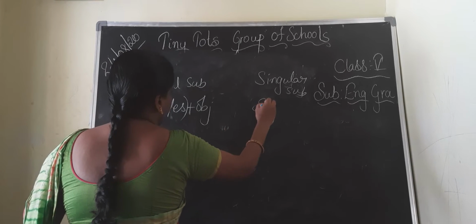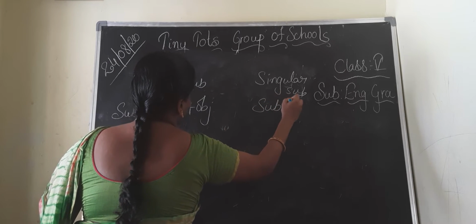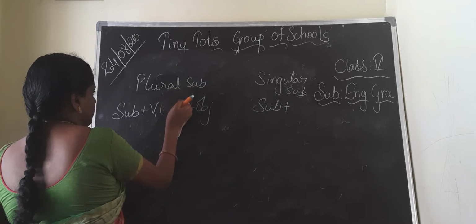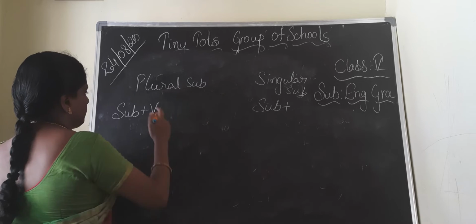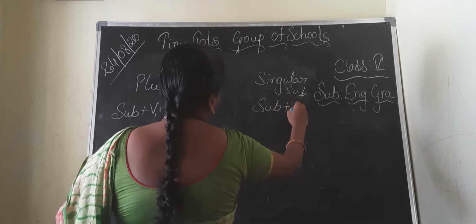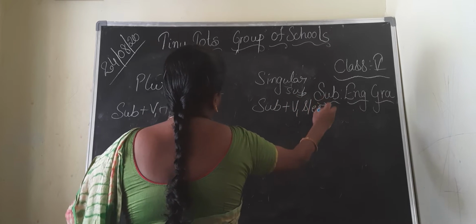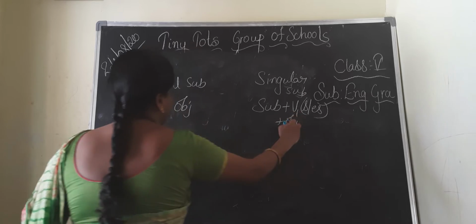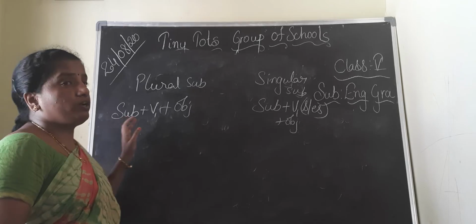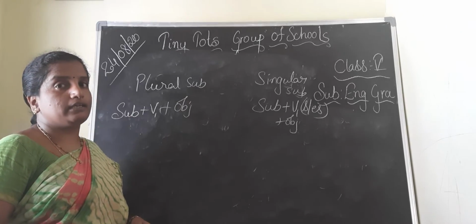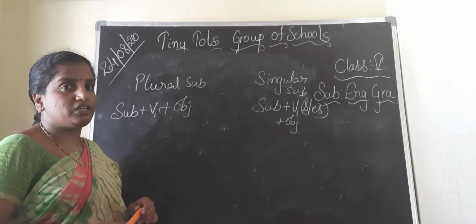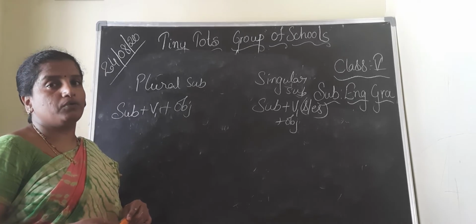This is the structure for the singular subject. When we are talking about the plural subject, we are using subject with, sorry children, I am confused here. Subject with V1 plus object or other words. Here the subject is plural, our verb should be singular. This is what we have learned. So, till now we learned how to write the simple present tense structure and how to write the sentences with the singular subject as well as with the plural subject.